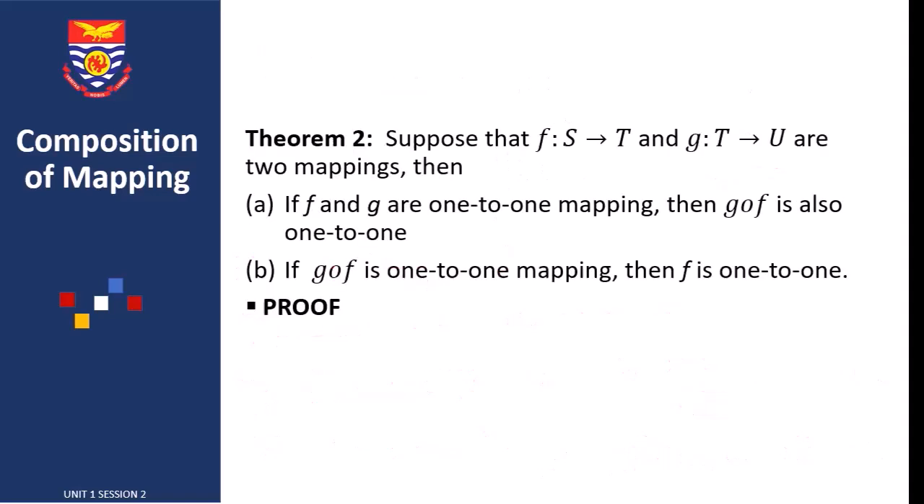Let's look at theorem 2. Suppose that f is a function that takes S to T, and g is also a function taking T to U, two mappings. Then this theorem states that if f and g are 1-to-1 mappings, then g of f is also 1-to-1. And if g of f is a 1-to-1 mapping, then f is also 1-to-1. This proof is very simple and very easy, I think self-explanatory. So I leave this proof for you to do, and it is also in your course material.